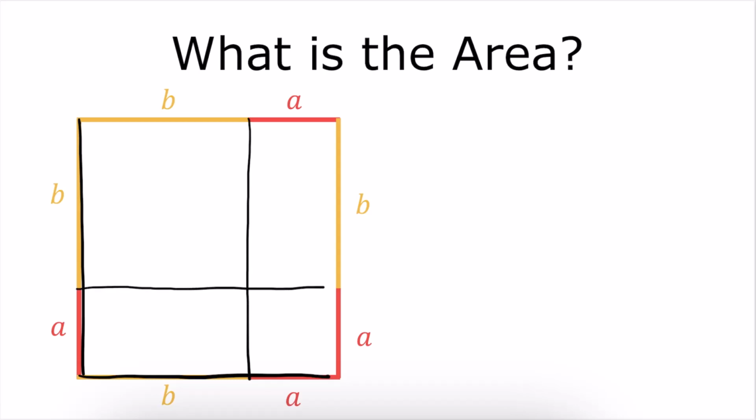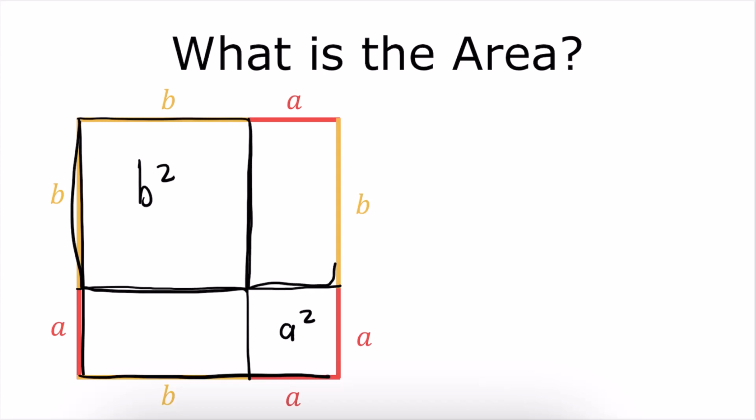So if I split it up like this, the area of this section would be b squared because it's a little square with side lengths of b. And this part would be a squared. And then this rectangle right here has side lengths of b and a. So I would just do a times b to find that area. And then I would also do a times b to find the area of this rectangle.